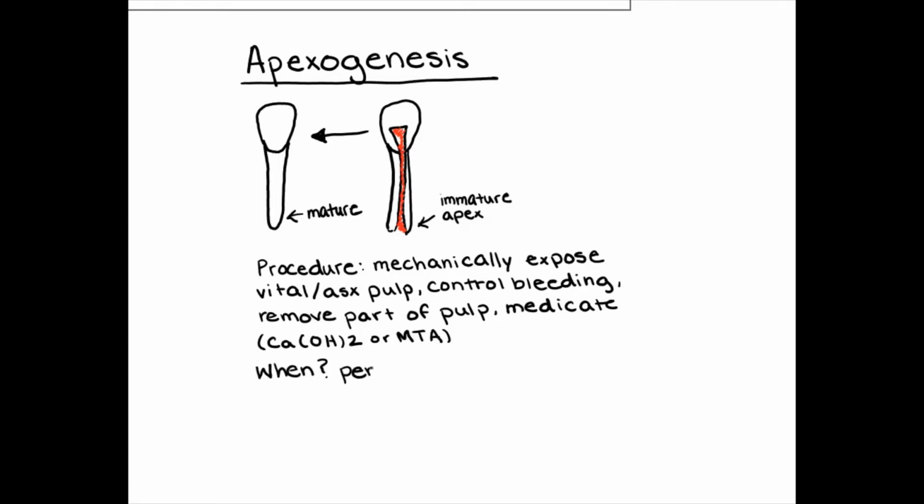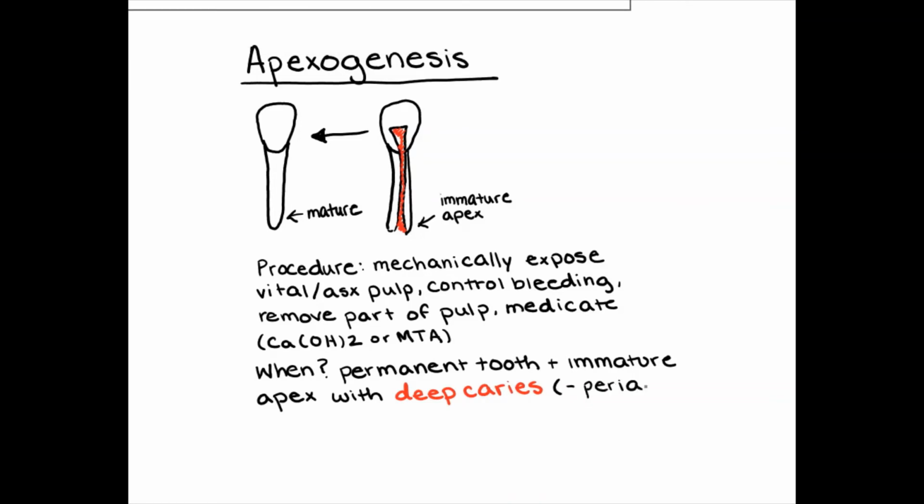This can be done in permanent teeth that have not yet reached apical maturity, but have deep caries that has extended into the pulp. These teeth must be free from periapical pathology, which would indicate that the inflammation has already reached the apex. Because we are only removing a coronal portion of the pulp, we need the rest of the pulp to be healthy so that the tooth apex can continue to develop normally.